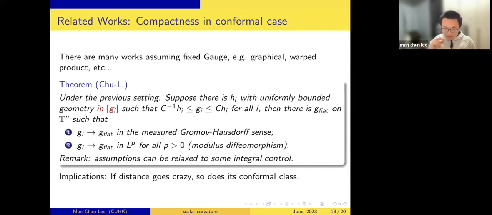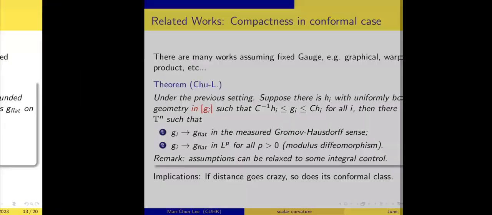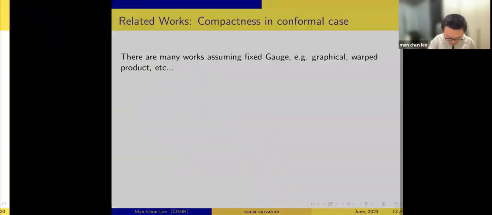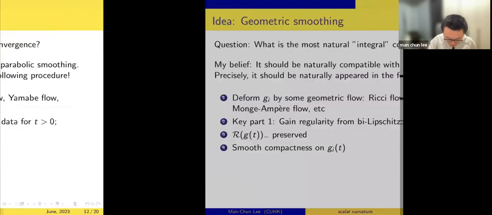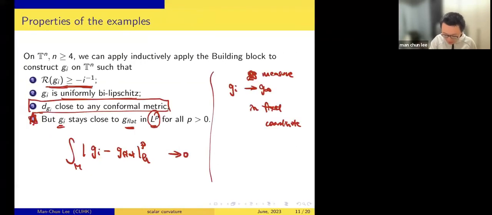Can I ask a quick question? Under the previous setting, what are the other assumptions here? I mean the scalar curvature here. Sorry, I should just raise my hand.